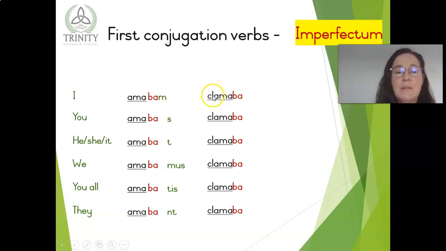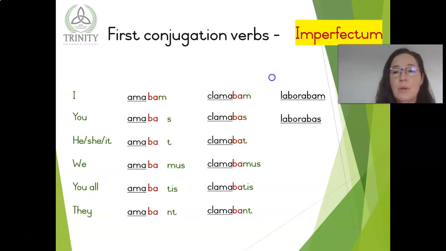If we want to make this I was calling, you were calling, he, she, it was calling, we, you all, they, ba, and then the person endings. Do you see that? Klamabam, klamabas, klamabat, klamabamus, klamabatis, klamabant. Do you see that? Okay. Let's do that now. Now you would see laborabam is I was laboring or working. You were laboring or working. He, she, it was laboring or working. We were laboring or working. You all were laboring or working. They were laboring or working.